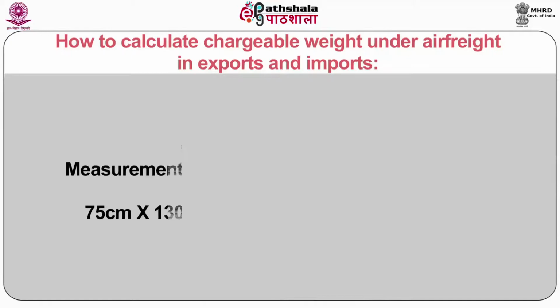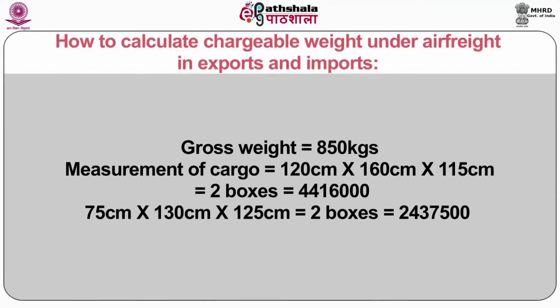Shipment 2. Gross weight equals 850 kgs. Measurement of cargo equals 120 centimeters into 160 centimeters into 115 centimeters, equal to 2 boxes, that is equal to 4416000 centimeter cube.